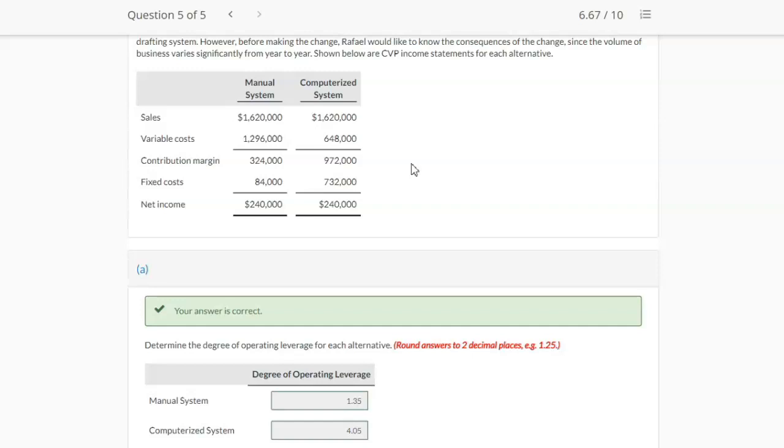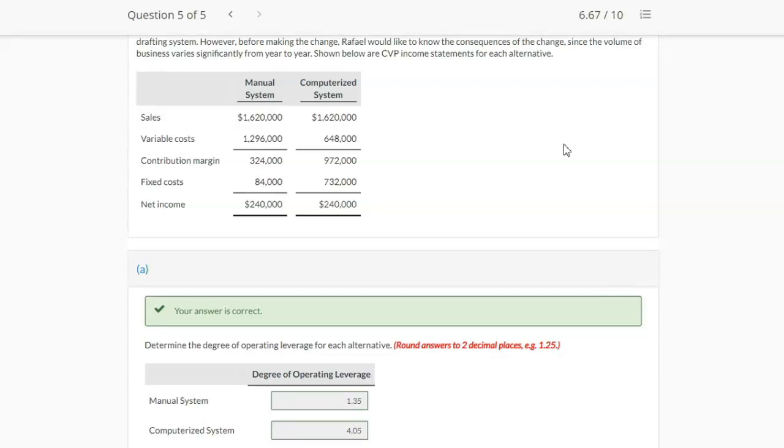Fatima, are you with me? All right, look, you need two things here. You need the contribution margin ratio. So get the manual system, take the contribution margin as a percentage of sales. What do you get? This is for requirement C or B? C. Yeah, margin of safety.